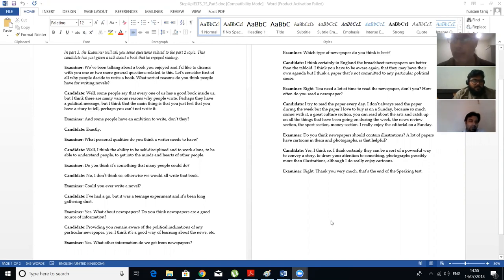In this part, either one of us will become the examiner and the other person will become the candidate, or we just have to read all this way. In the first phase, you'll be reading all the questions and the answers silently. In the second phase, one of you will be acting as an examiner and the other one will be acting as a candidate.